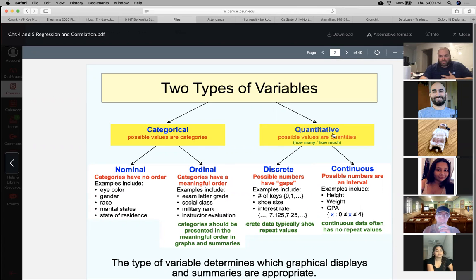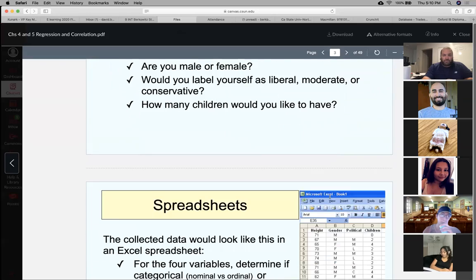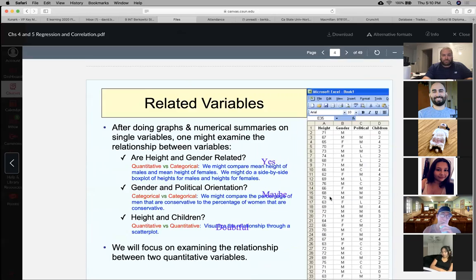And then there's quantitative, which fell into 2 categories, discrete and continuous. Discrete has gaps: 1 key, 2 keys, 3 keys, 1 child, 2 children, 3 children. You can't have 2.5 children. Versus continuous, like heights and weights and stuff, which could be anything in a range. We use spreadsheets to do these things for us because it sucks to do them by hand.